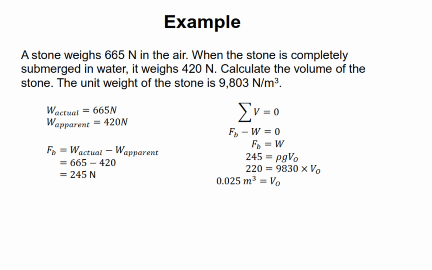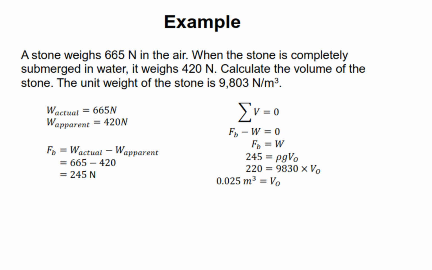And then let's go through the examples. We have a stone that weighed 665 Newton in the air. So that means the real weight in the air is 665 Newton. When the stone is completely submerged in water, the weight becomes lighter, 420 Newton. So calculate the volume of the stone. The unit weight of the water is 9803 Newton per meter cube.